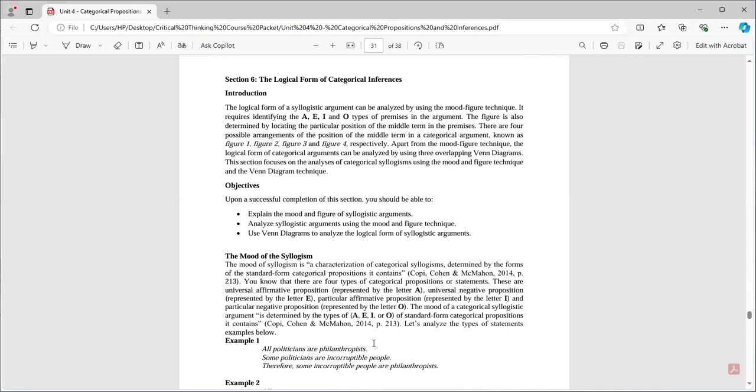All politicians are philanthropists. Some politicians are incorruptible people. Therefore, some incorruptible people are philanthropists. The first one is what? Universal affirmative, A. The second one, particular affirmative, I. The conclusion, particular affirmative, I. So the kinds of propositions in this argument will be A, I, I.